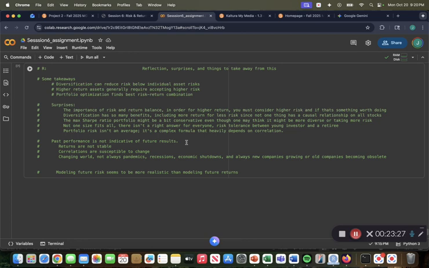And going on top of diversification again, all of the benefits it has, including more return for less risk, the Sharpe ratio. When you diversify your portfolio, it'll likely increase your Sharpe ratio. And we saw here that not one thing has a causal relationship on every stock. The max Sharpe ratio portfolio might be a bit conservative, even though one may think it might be more diverse or taking more risk.